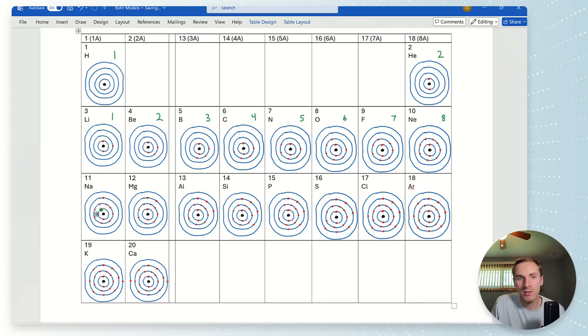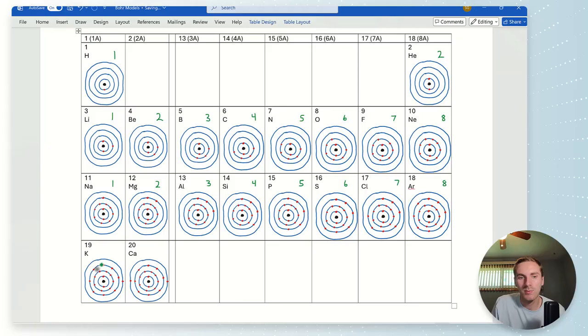Looking at sodium, sodium's got 2 in the first, and then 8 in the second, and then 1 in the third. So its outermost level is the third level, and that's got 1 electron in it. So sodium's got 1 valence electron. Magnesium's got 2 in the third level. Aluminum, 3. Silicon, 4. Phosphorus, 5. Sulfur, 6. Chlorine, 7. Argon, 8.